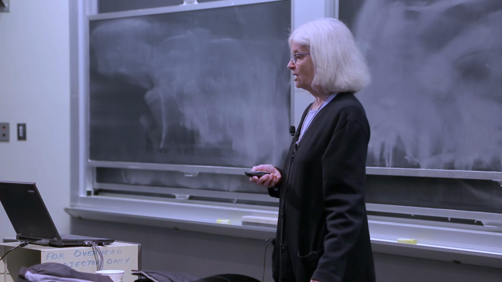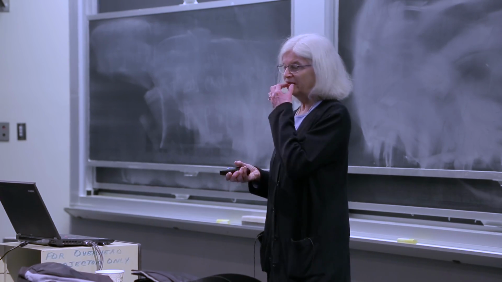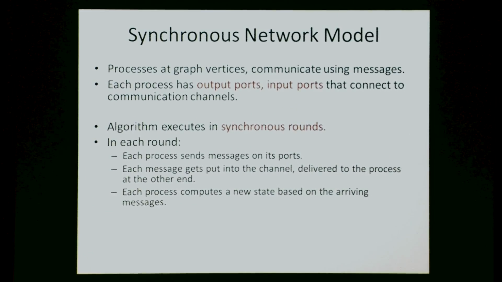Okay? All right, then we went on to breadth first spanning trees. Here we have now a graph that already has a leader. It has a distinguished vertex.